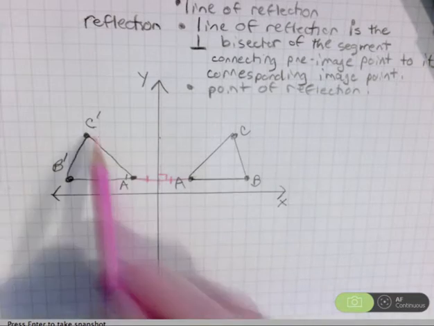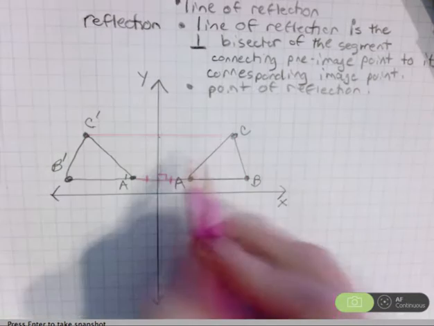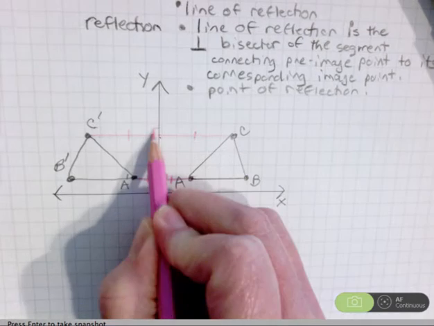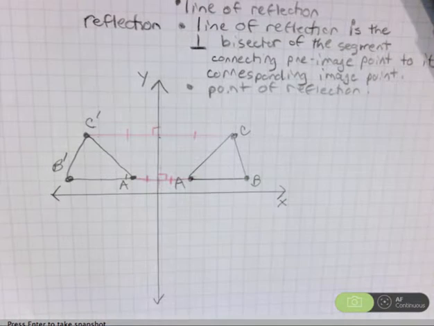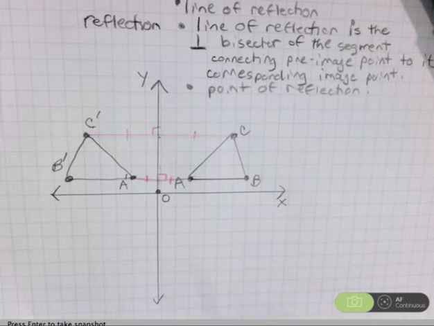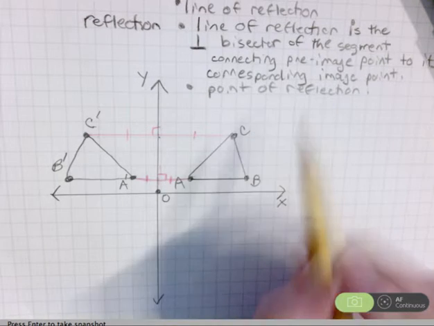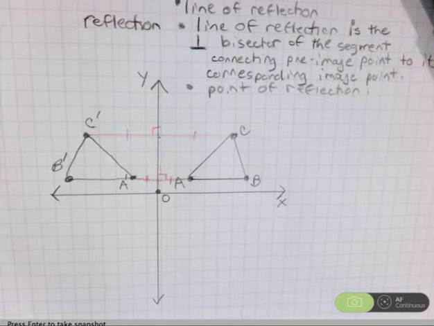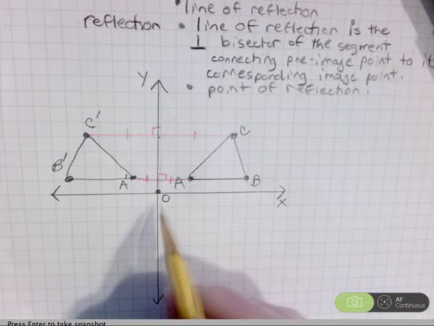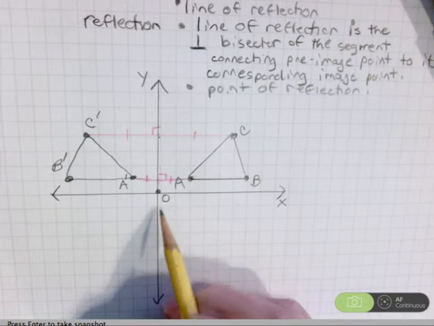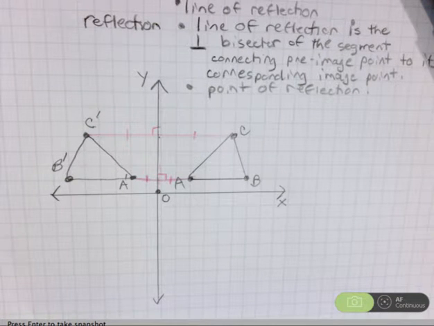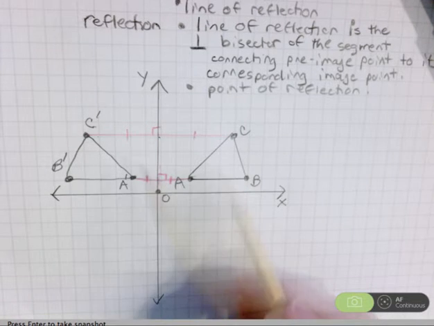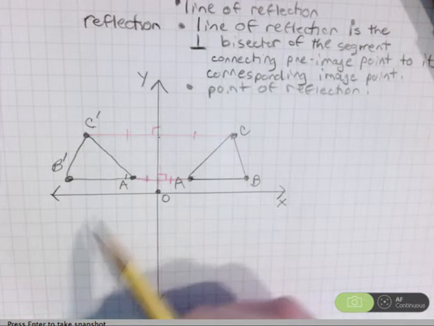The same is true for C prime C. This segment will be the same as this segment. This line segment is perpendicular to the line of reflection. I also want to talk about when you have a point of reflection rather than a line of reflection. And frequently in these problems we'll have the point of reflection being the origin O. And all that is two reflections. When you reflect about the origin, you're reflecting across the y-axis and then the x-axis.